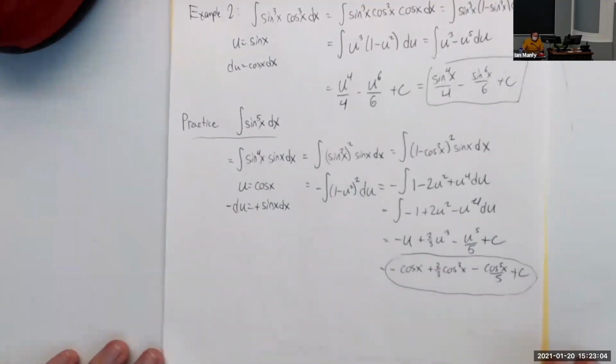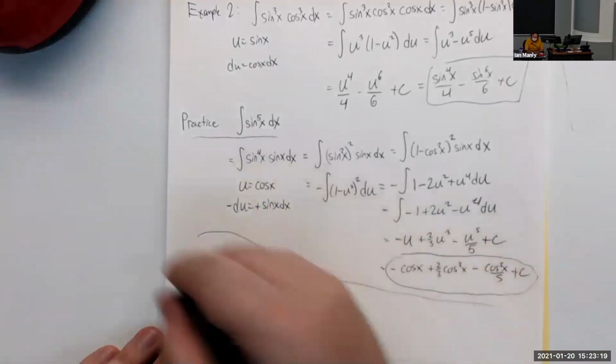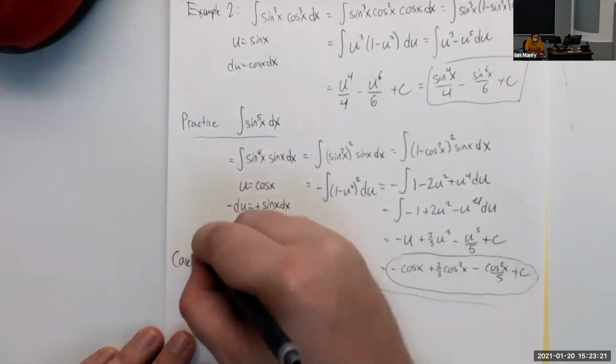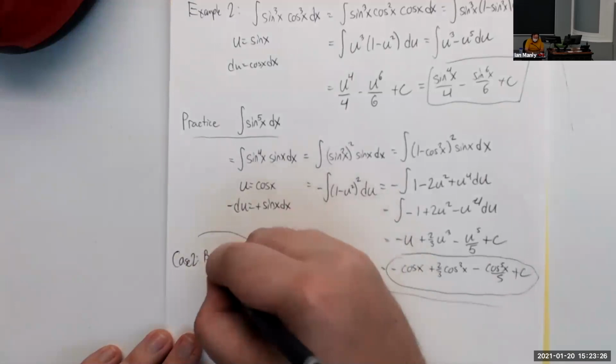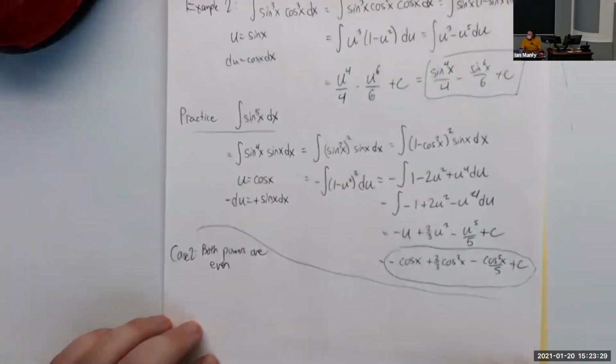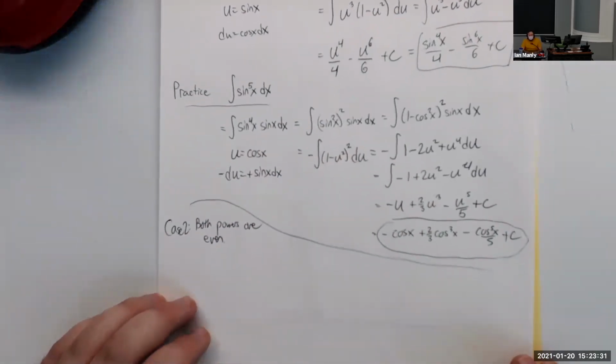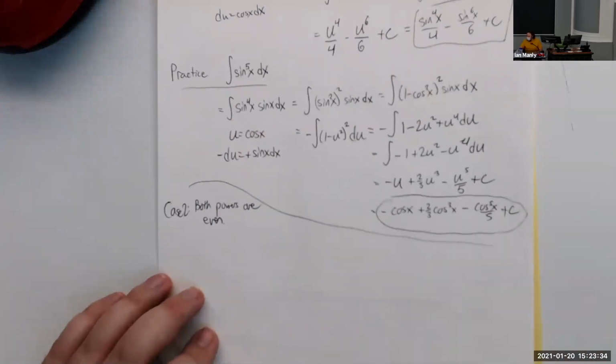All right, great. So that's case one here. That case applies when one of the powers is odd. So what's the other situation? Well, the other situation, as opposed to that, is when both of them are even. We don't have an odd power in sight. So case 2 is where both powers are even. And unfortunately, this case is a little bit more difficult to deal with than the previous one. So let's take a look at an example of this.